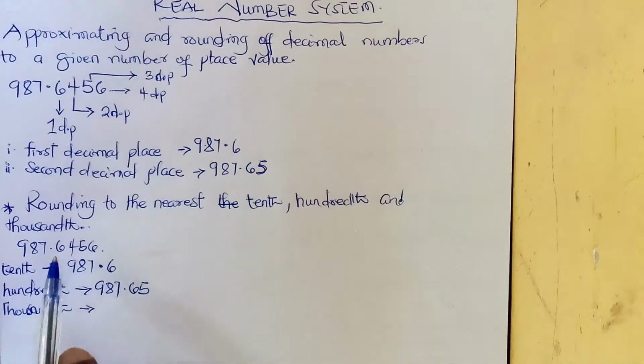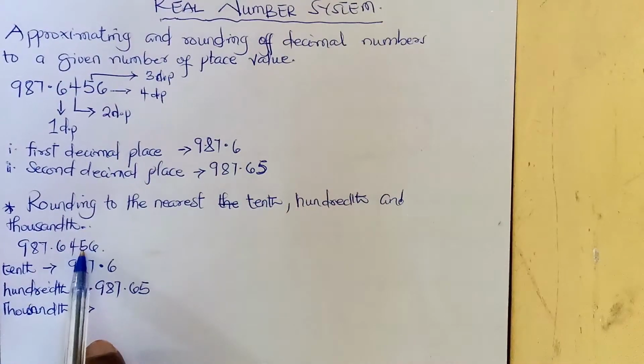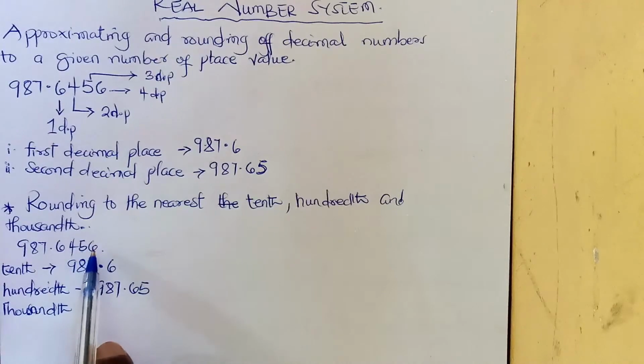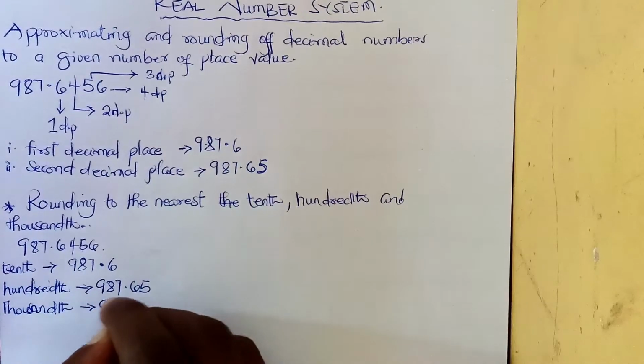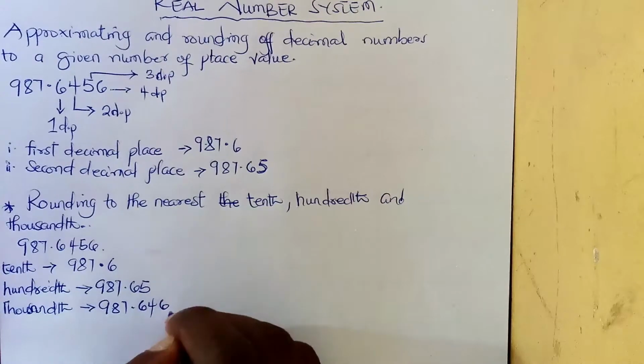To the 1000. 10, 100, 1,000. With 1,000, the number immediately after is 6. Since 6 is 5 or more, we change it into 1, adding it to the 5 to make it 6. So we have 987.646.